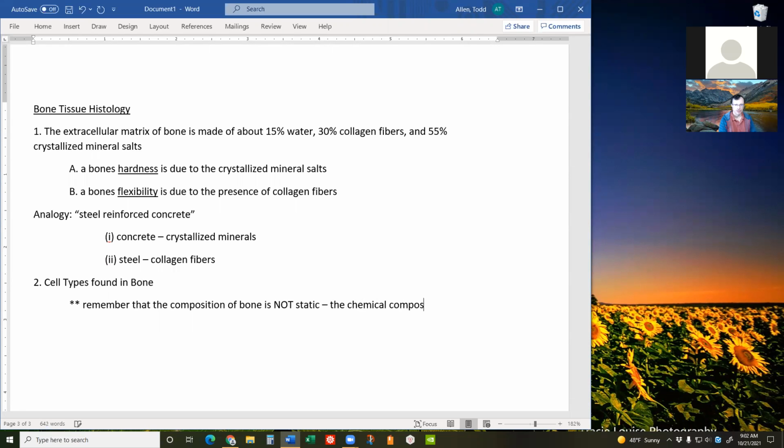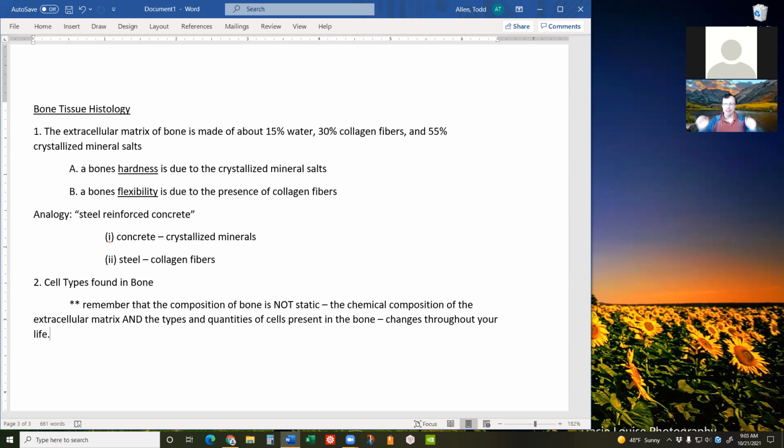The chemical composition of the extracellular matrix and the types and quantities of cells present in the bone changes throughout your life. Okay, so we're going to list some bone cells down that maybe you have more or less of at different stages of your development. I'm not telling you that you always have all of these cells in a great density and great amount. That's not true. What we're saying is at various times of your development, you will find different types in different quantities.